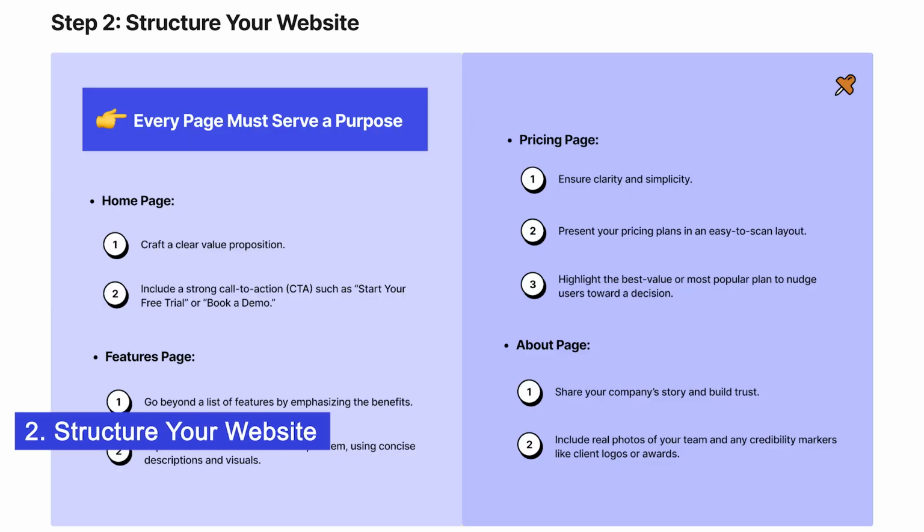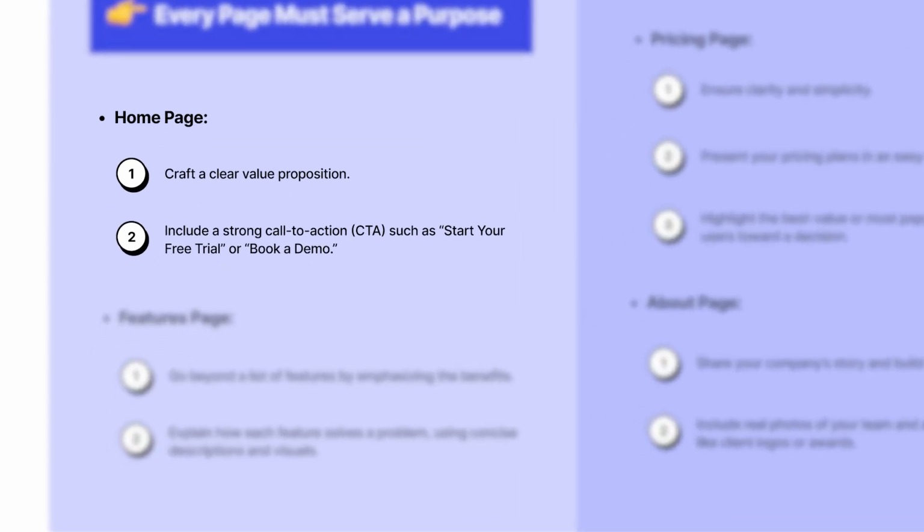Step 2. Now that you have planned your SaaS business, it's time to structure your website. If you are building a SaaS website, every page needs to guide visitors towards sign up or buying. But most sites miss key elements that actually drive conversion. In this section, I will show you how to structure your SaaS website page by page to turn your visitors into customers. At first, homepage.